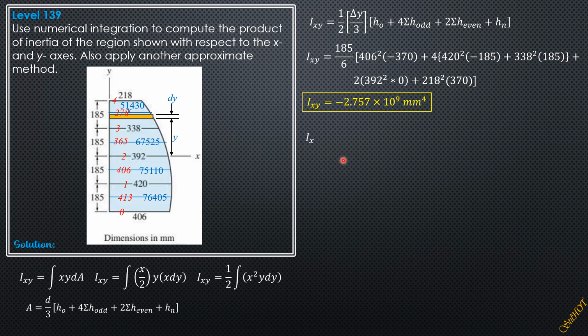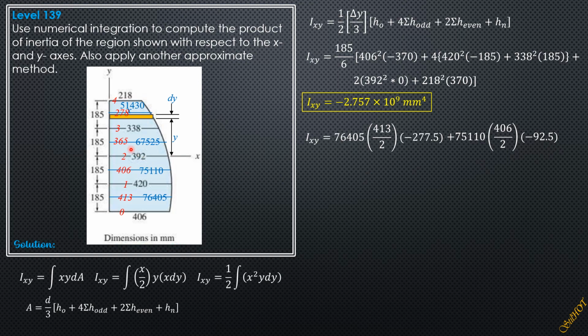So area x bar y bar will be left. So Ixy equals area 76405, x bar 413 over 2, half of that length. Y bar is below the x-axis, so negative 185 and negative 185 over 2, negative 277.5. Next, plus 75110 times x bar 406 over 2. Y bar is negative 185 over 2 or negative 92.5. So 75110, 406 over 2, negative 92.5.